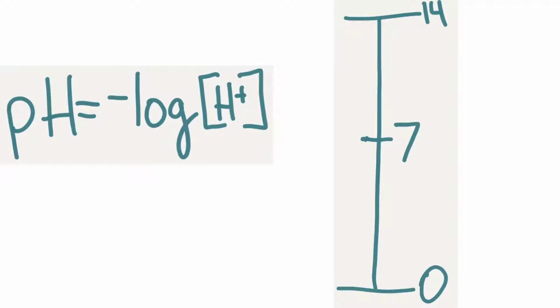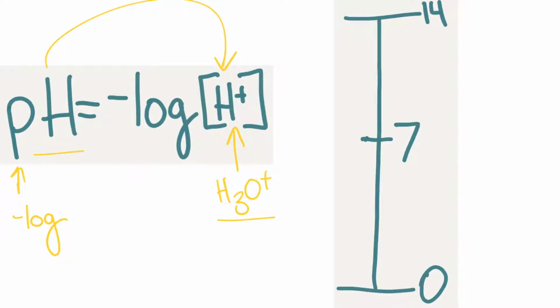The pH scale is based on the concentration of the hydrogen or hydronium ion in an aqueous solution. pH, P standing for negative log, and H standing for hydronium. So we're going to take the negative log of the hydronium or hydrogen ion concentration, and that gives us our pH.